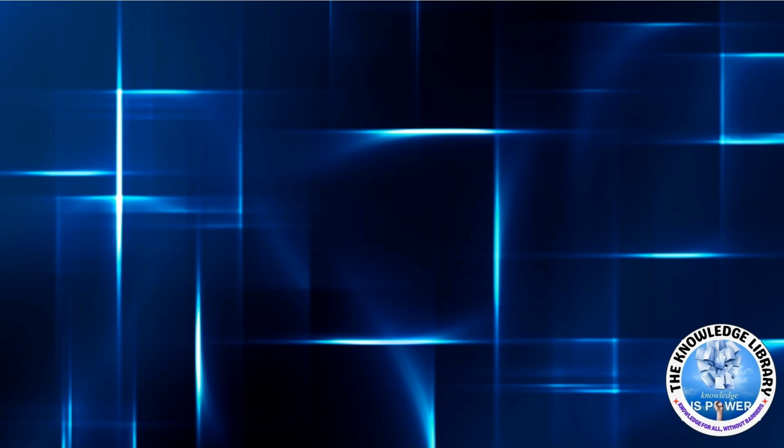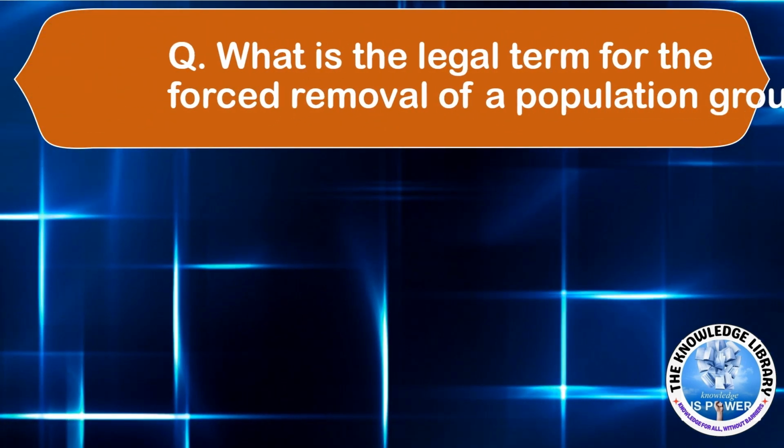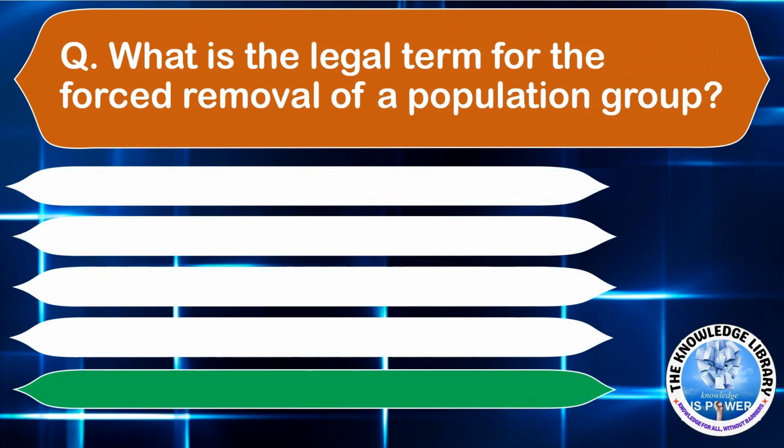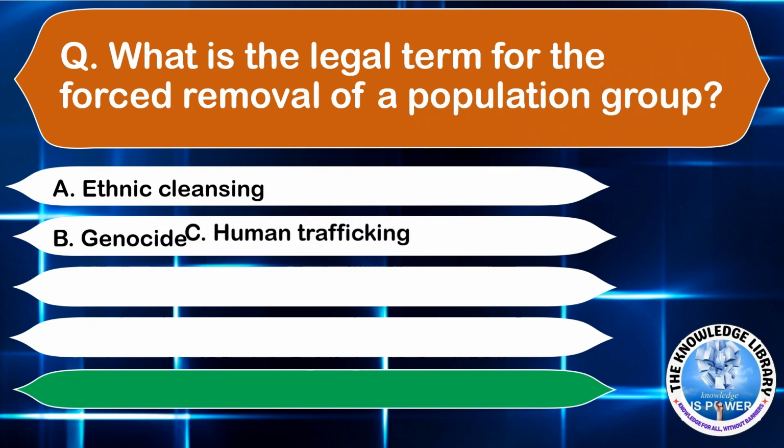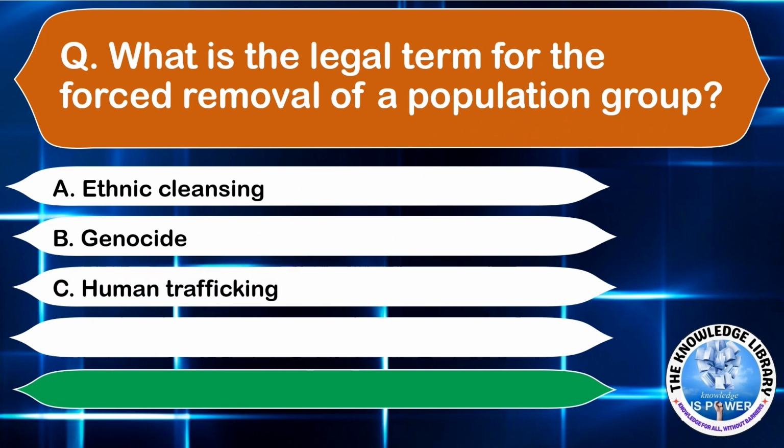Next question is, what is the legal term for the forced removal of a population group? Option A, ethnic cleansing. Option B, genocide. Option C, human trafficking. Option D, colonialism. Correct answer is option A, ethnic cleansing.